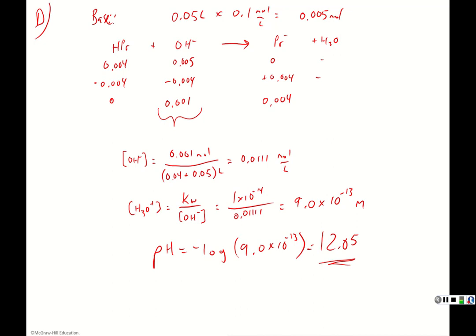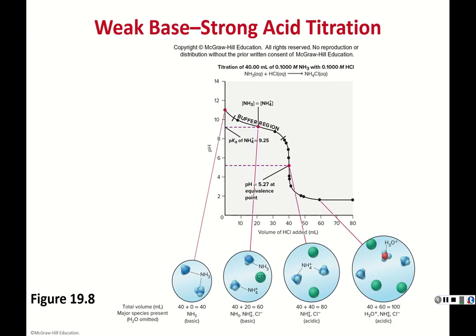So you could probably expect on an exam to have a problem like this, where you have to solve this type of question, a weak acid titrated with a strong base, at different points in the titration. You can have the opposite. You can start with a weak base and titrate in a strong acid.